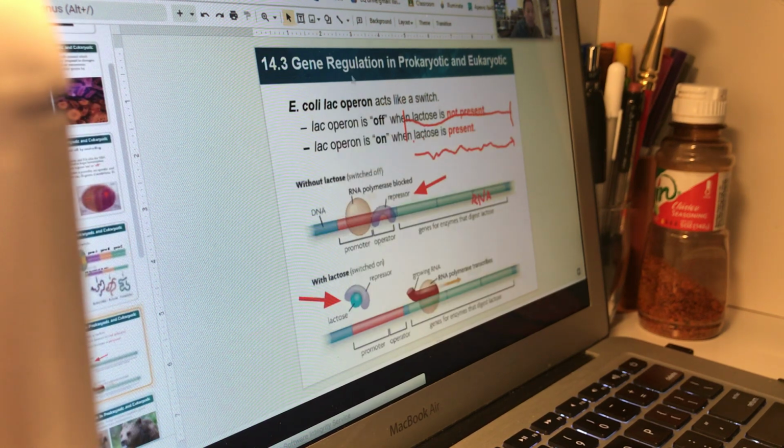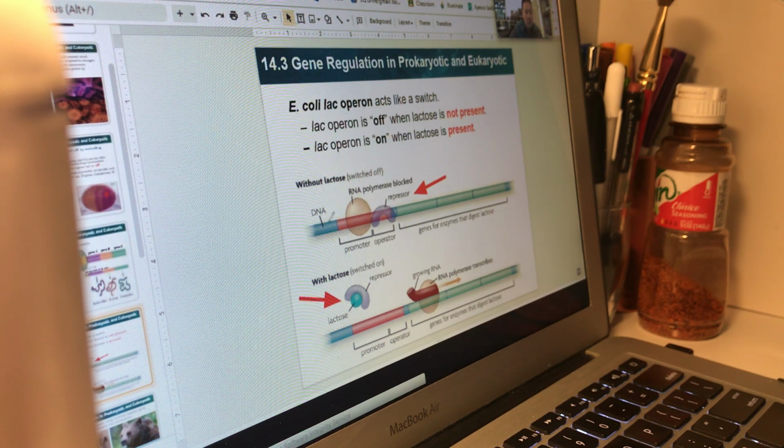To give you a little better view, here's another example. Here's the E. coli lac operon, which acts like a switch, okay? The lactose operon is off when lactose is not present. The lac operon is on when lactose is present. So how does it work? Let me change the color.